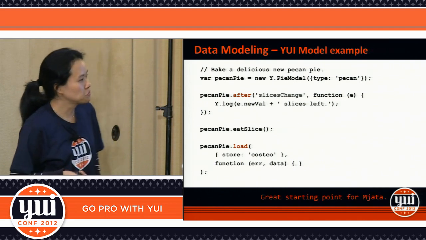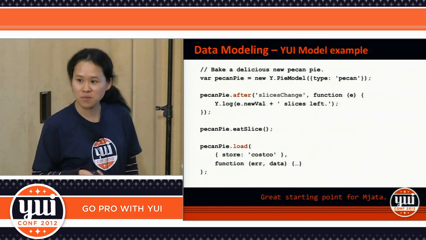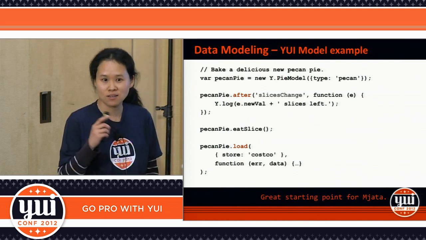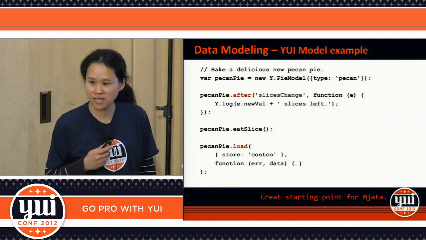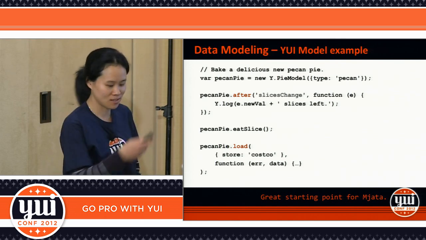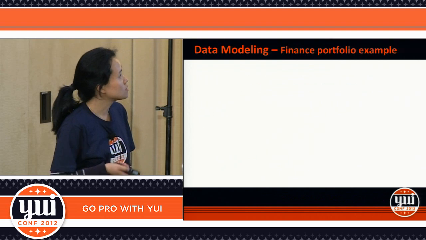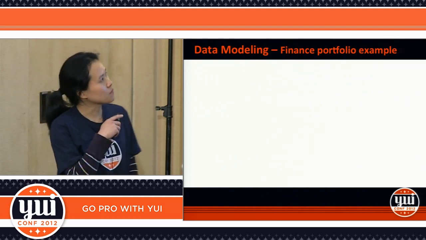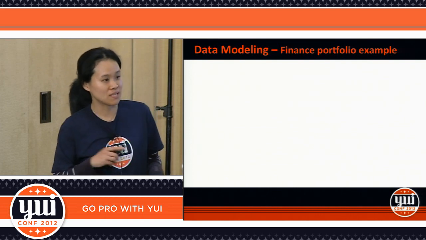And this turned out to be a really good starting point for Mjata, because at the beginning, before we knew the YUI app framework, we almost started writing our own data models, and realized, crap, there are so many things we need to work on. And then it's like YUI, awesome, we have it. So that was the basics of YUI model.